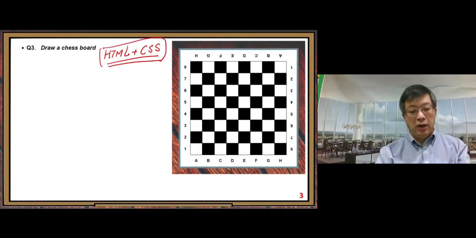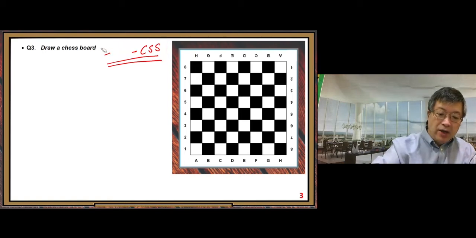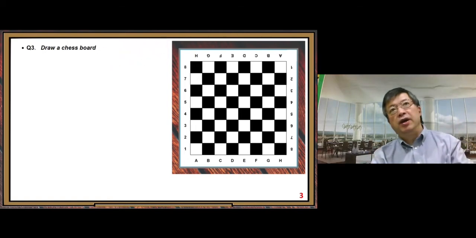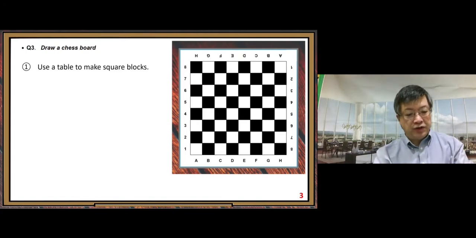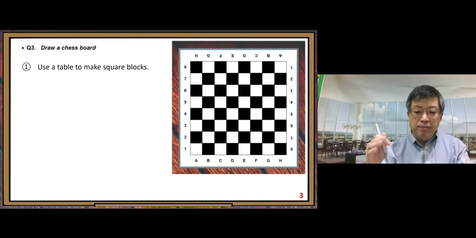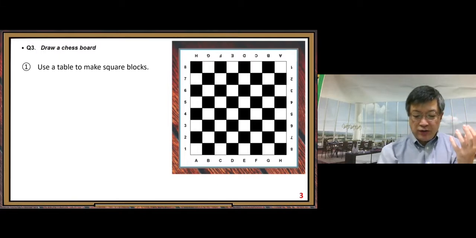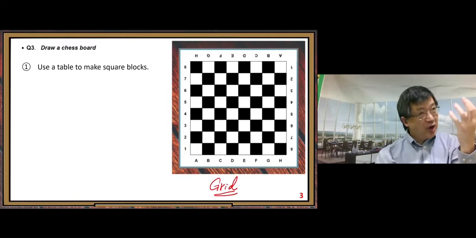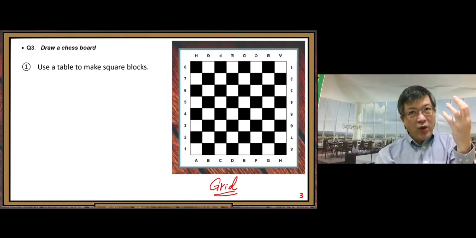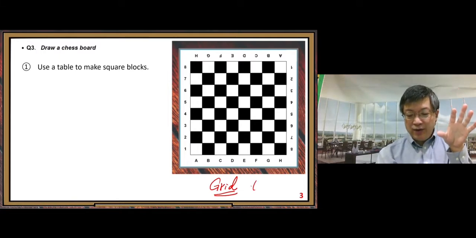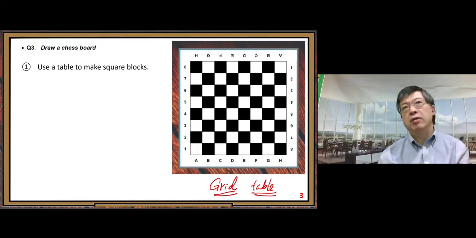All right. So now let me give you several points to complete this question. First, use a table to make square blocks. So here you can see we have a grid structure, right? For the grid structure, the easiest way to do that is a table. Here you can see we don't try to avoid table. It's not necessary.